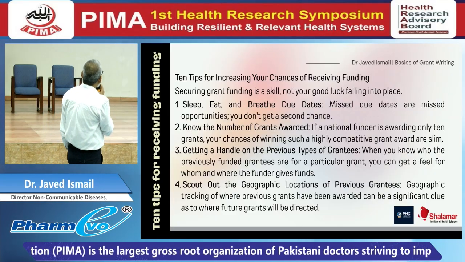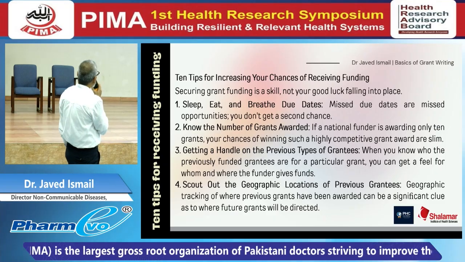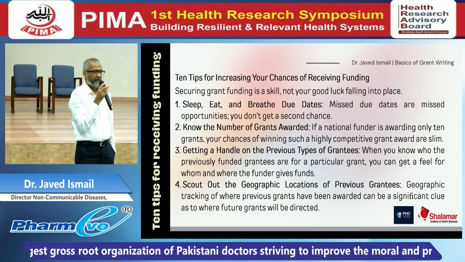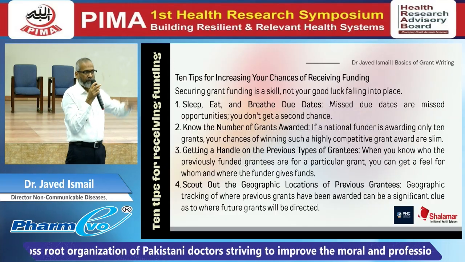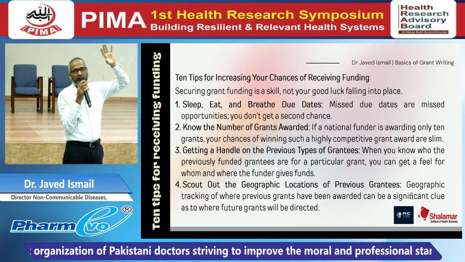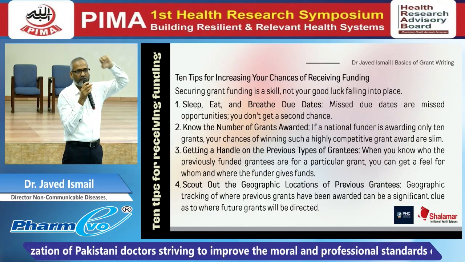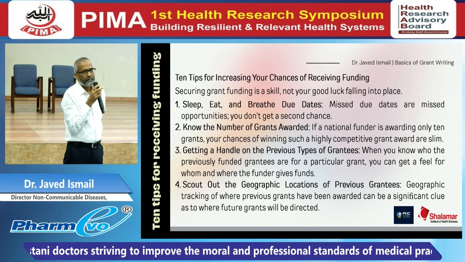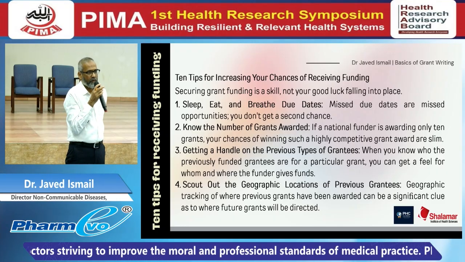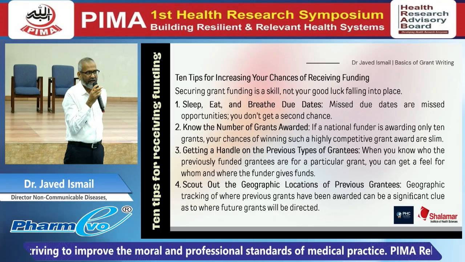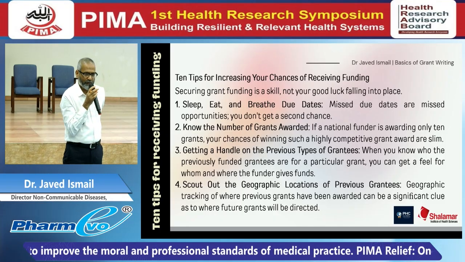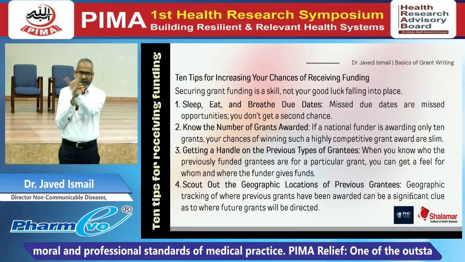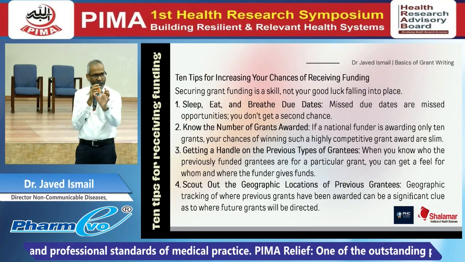Then, getting a handle on the previous types of grantees. Search around. Those granting agencies have a list of those organizations to whom they have granted previous grants. So get hold of that organization, talk to them, and try to find out what were their tricks, what were their projects, and how they wrote their proposals, which tells you what kind of proposal those funding agencies approve. So that you can have a knack of it.